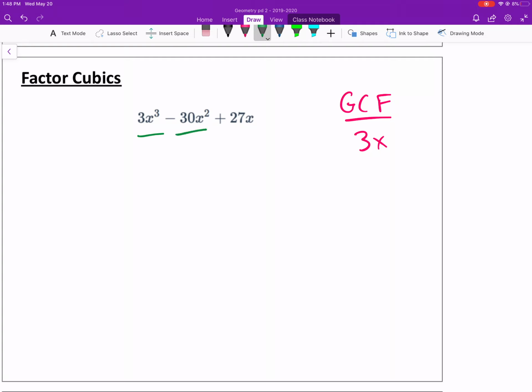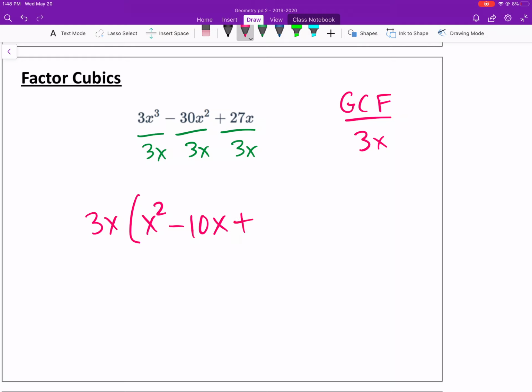So we divide out for each term. We divide 3x. This is GCF factoring, so 3x goes out front. And now in parentheses, we have 3x to the third divided by 3x. So that would be x squared. Now we have negative 30x squared divided by 3x. That would be negative 10x. And 27x divided by 3x, which would just be 9.